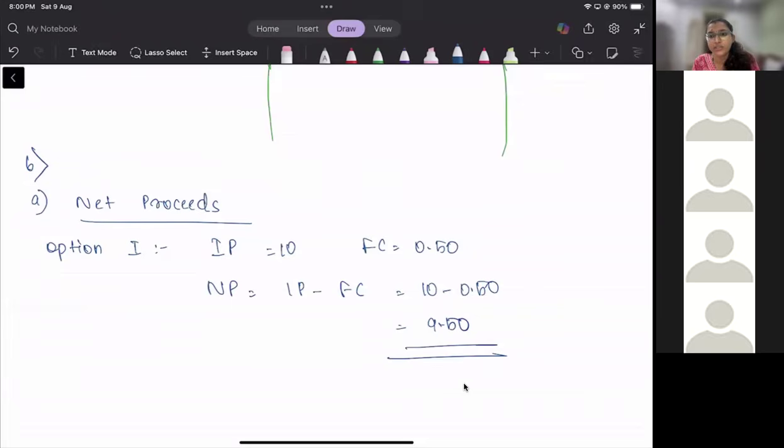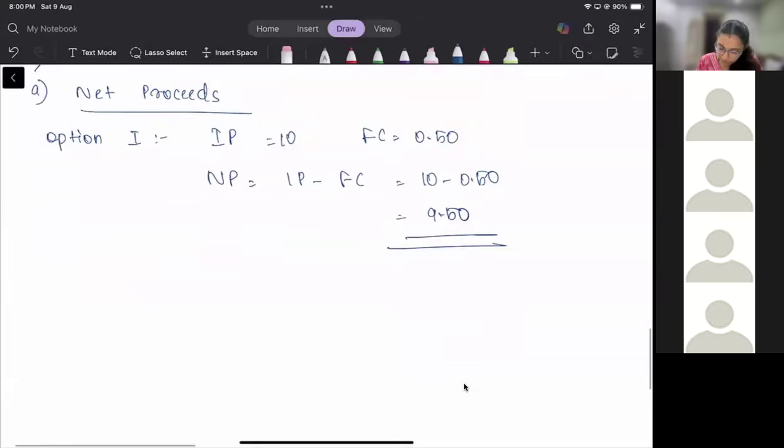What is flotation cost? That's a cost incurred for raising that particular fund. So in this question, they have clearly told us we are issuing the shares for 10 rupees, but there's a cost associated with it. Per share, you will have to pay 0.5 rupees. So what will be our net proceeds? Issue price minus flotation cost, 9.5.